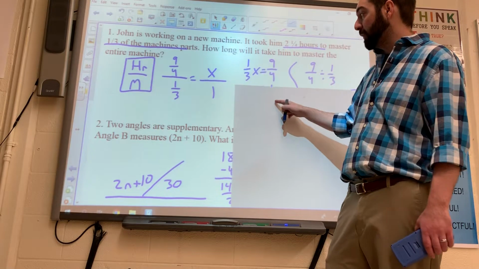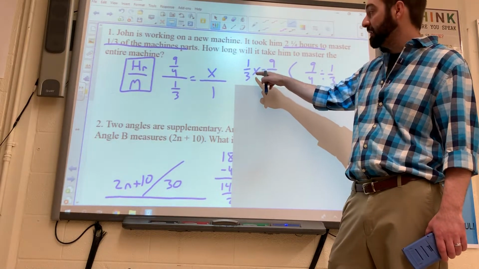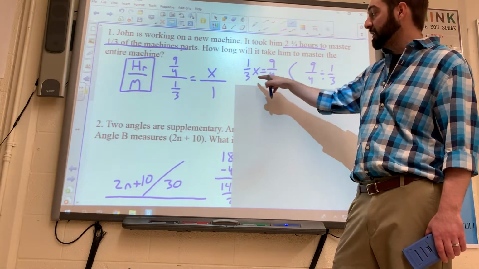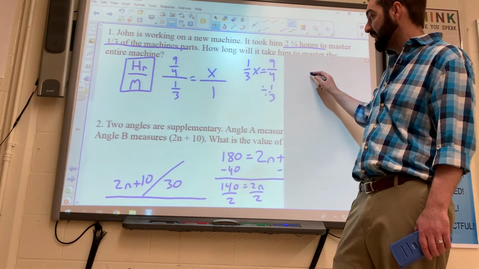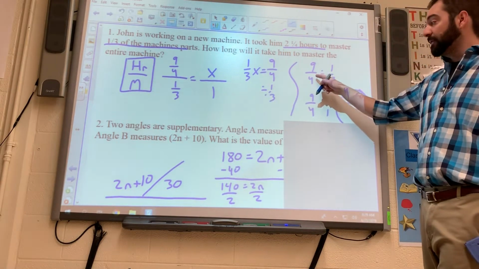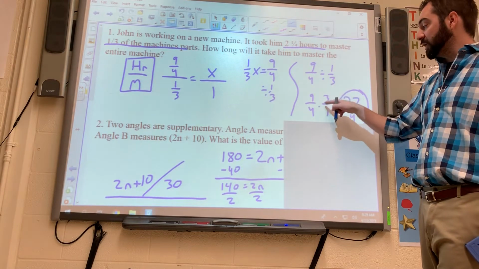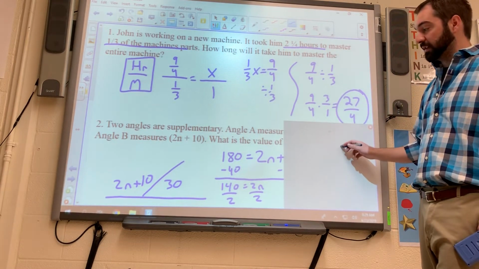I'm going to start off by cross multiplying. 1/3 times x, 1/3 x. 9/4 times 1, 9/4. Divide by 1/3 on each side to isolate x. So my division problem, 9/4 divided by 1/3. Keep, change, flip. 27/4 is the correct answer.